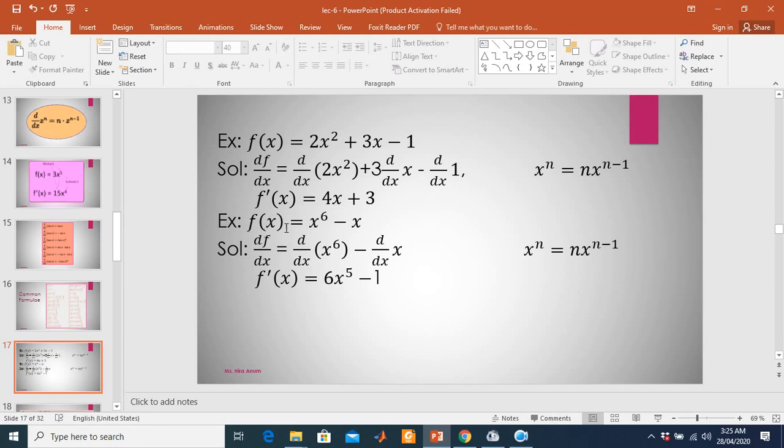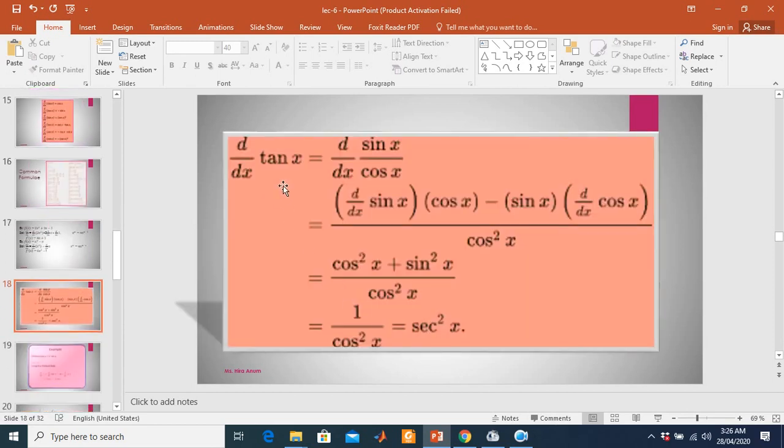Second example, f of x equals x to the 6 minus x. D over dx of x to the 6 minus d over dx of x. 6 is multiplied in front. Here we have a constant 1, 6 multiplied with 1 equals 6, and 6 minus 1 equals 5. Minus x multiplied with 1. Here we have power 1, 1 minus 1 is 0, x to the power 0 equals 1. So our derivative is 6x to the 5 minus 1.